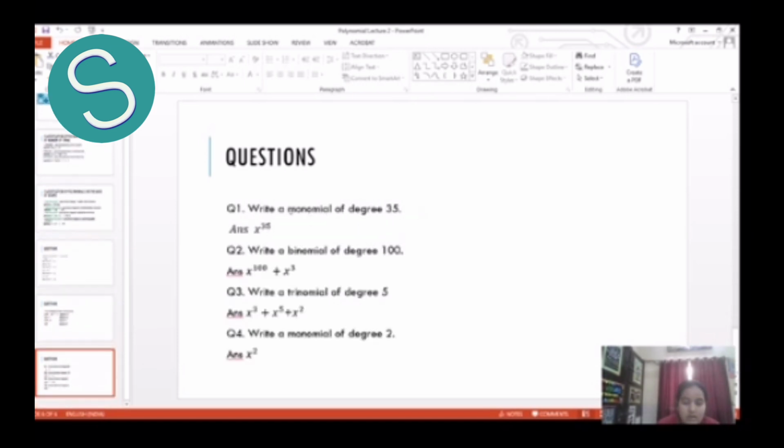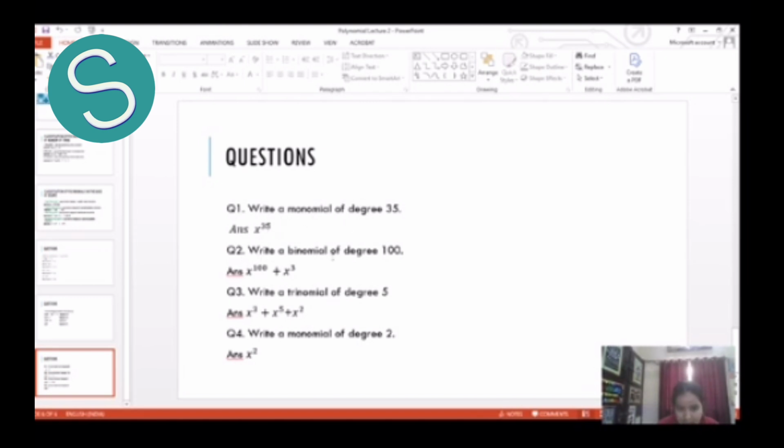Now some questions based on classification of polynomials. First is: write a monomial of degree 35. Monomial means that the polynomial has only one term. So I write it as x, and then for degree 35, 35 is the only power here, which is the highest as well. So x raised to power 35 is the monomial of degree 35.